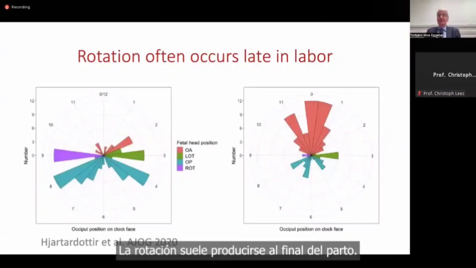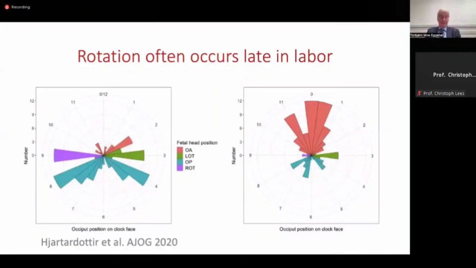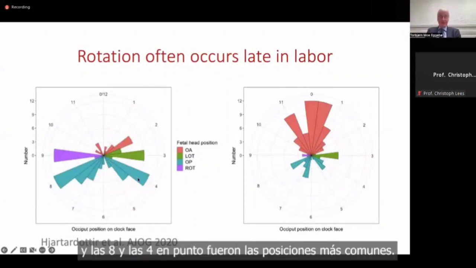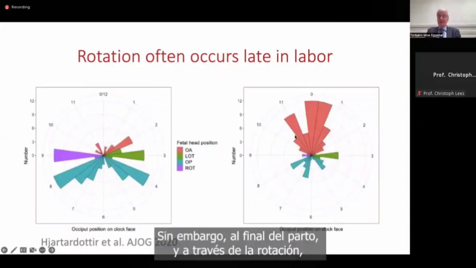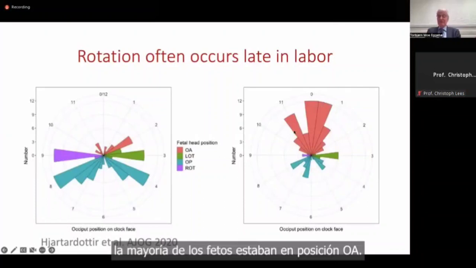Rotation often occurs late in labor. Here a study from Hjartardóttir from Iceland. Early in labor, OP position was common, and 8 o'clock and 4 o'clock were the most common positions. However, late in labor, at full dilatation, most of the fetuses were in OA position.